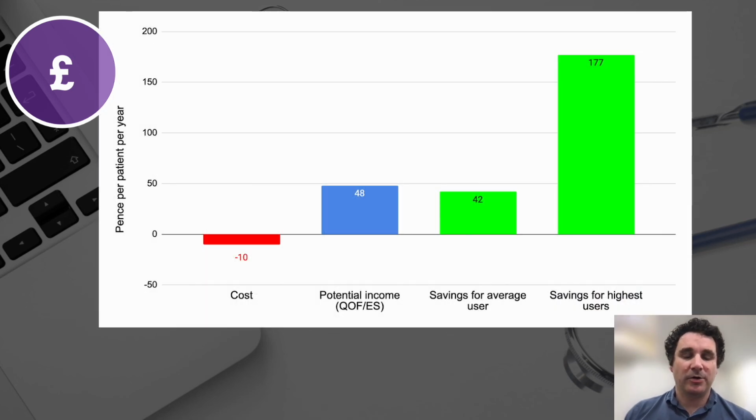If we compare the cost to the potential income for practices where QOF or enhanced services are relevant, there's very significant potential income for those practices, as well as for all practices. The savings with released clinical capacity depend on the level of usage, but for average practices are at least a factor of 4, and go up very significantly with higher using practices.